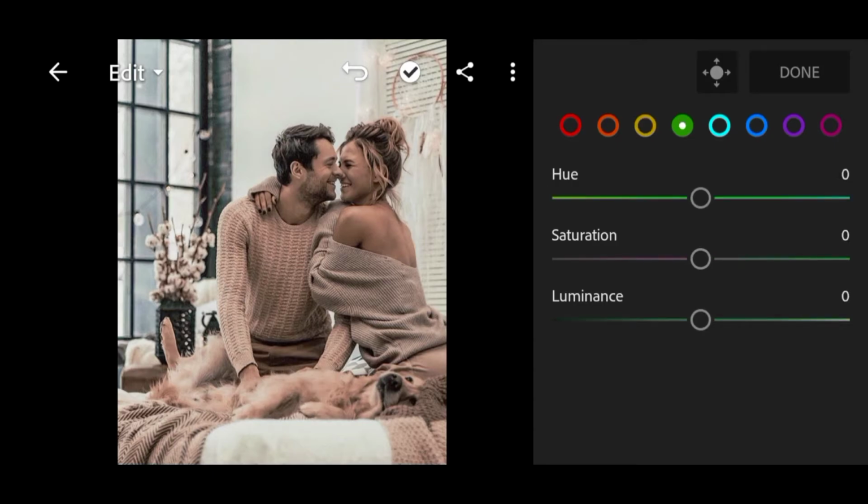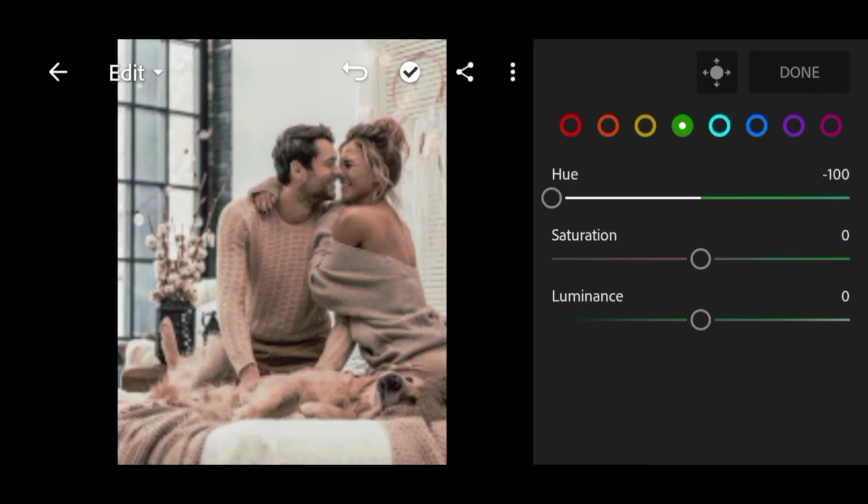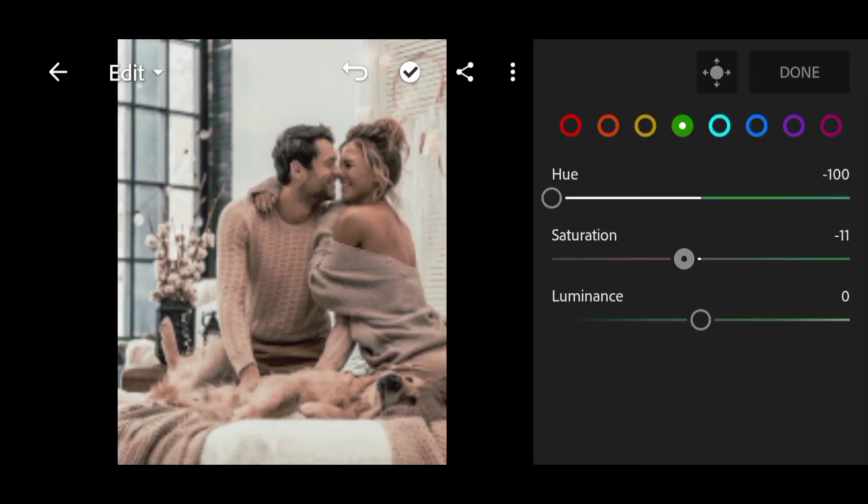Green, hue minus 100. Saturation minus 11. Luminance plus 14.